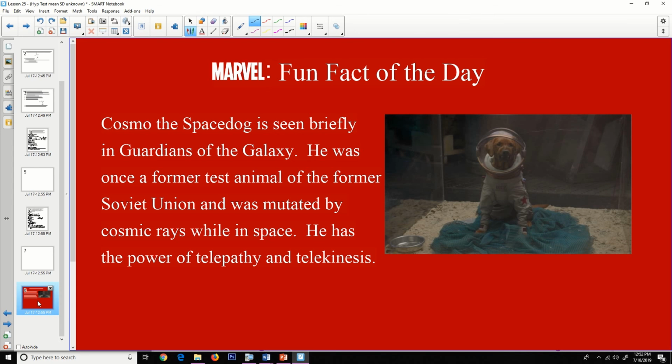Marvel fun fact of the day: Cosmo the space dog is seen briefly in Guardians of the Galaxy. He was once a former test animal for the former Soviet Union's space race back in the 60s, and he was mutated by cosmic rays, the same things that created the Fantastic Four, while he was in space, and he has the power of telepathy and telekinesis. Pretty awesome for a dog.